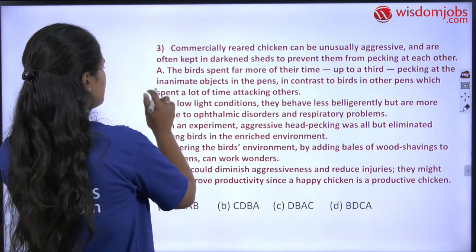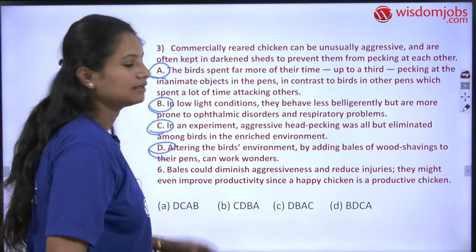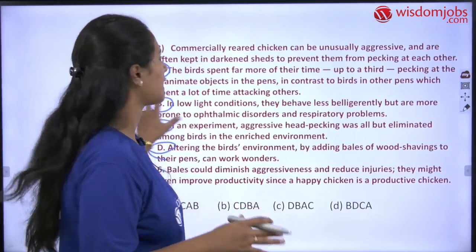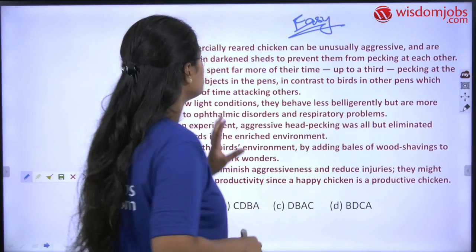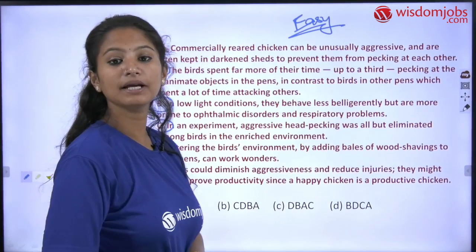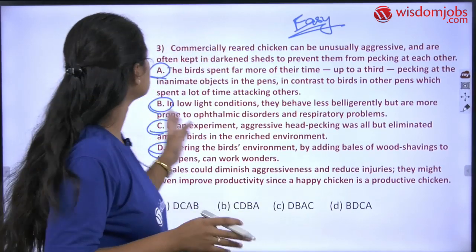So basically there are four sentences here, A, B, C and D. This paragraph mode is basically called the easy mode of para jumbling. In this, they have already given you the beginning sentence, the topic sentence. What is the topic sentence?